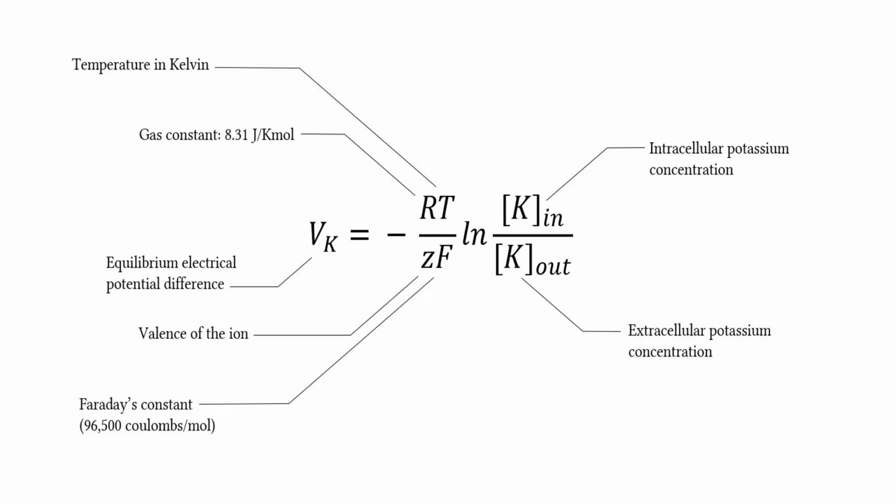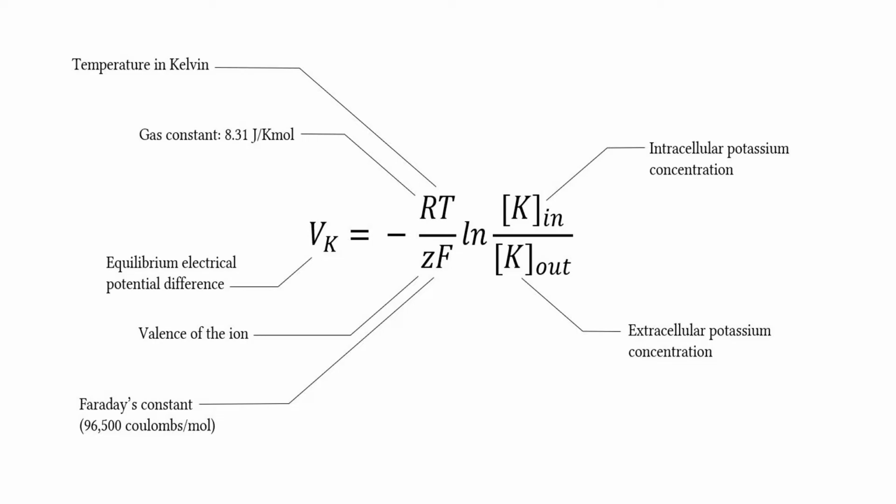Minus RT, where R is the gas constant, 8.31 joule per kilomole, and T is the temperature in Kelvin, divided by ZF. Z is the valency of the ion; in the case of potassium it is +1, and F is Faraday's constant, 96,500 coulombs per mole, whereas it is log base e of potassium concentration inside and potassium concentration outside. If we reverse it, potassium outside by potassium inside, it will be negative log, so the negative sign will become positive. So this is the Nernst equation.